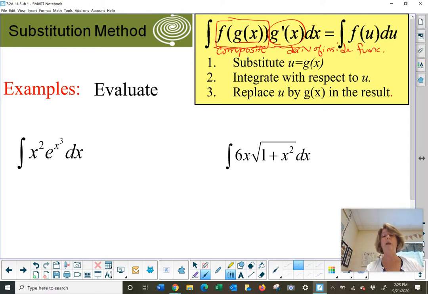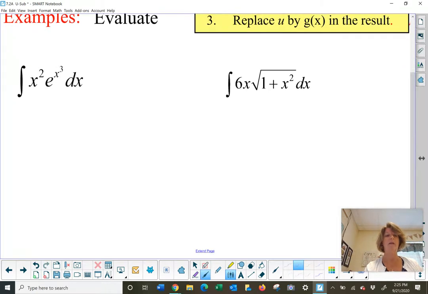All right, so we will decide what to allow our u to substitute for, and then we'll integrate that u substitution with respect to u, and once we get done, we'll be in terms of u, but we'll swing it back, substitute back in our x values, and get it back into x's.